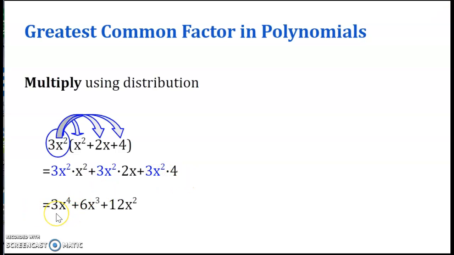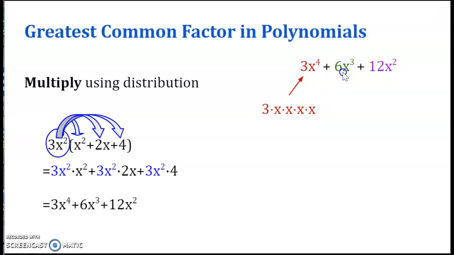And the final answer will be 3x to the power of 4 plus 6x to the power of 3 plus 12x squared. Now, what if we were to look at 3x to the power of 4 plus 6x cubed plus 12x squared? That's the answer that we got. What are each of these terms? They are 3x to the power of 4 is really 3 multiplied by x multiplied to itself 4 times. X times x times x times x.